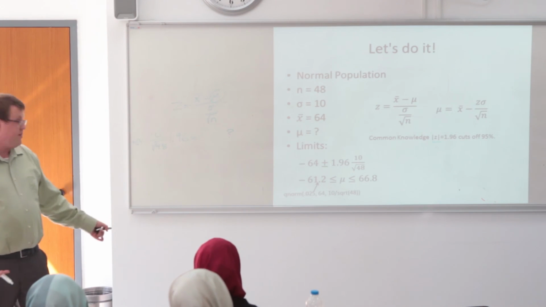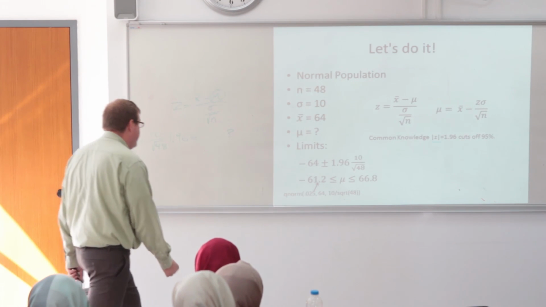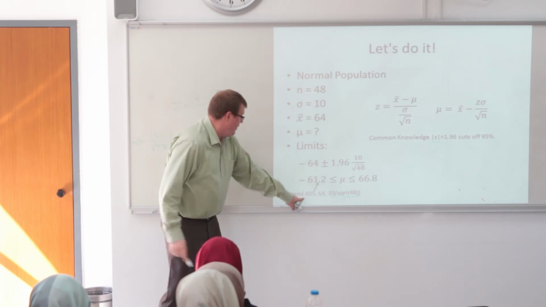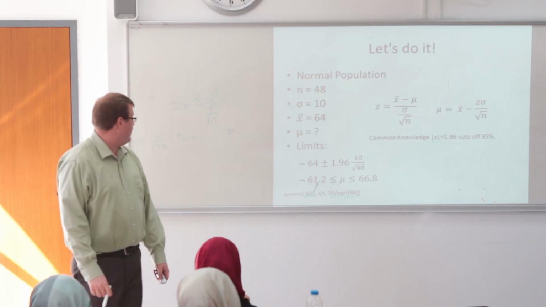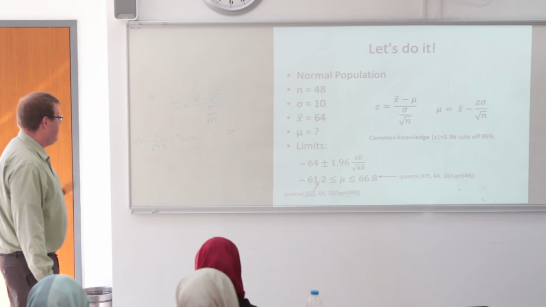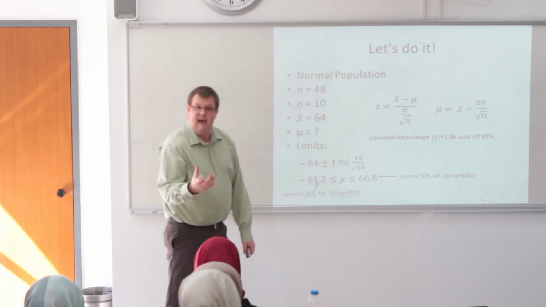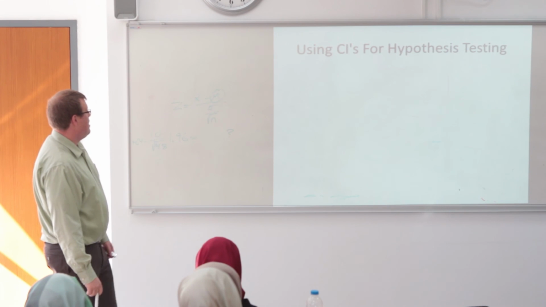If we were doing this with R, we just use qnorm. Give it the appropriate mean and the standard error of the mean for the alpha portion that we want, and boom, we've got the lower one. For the upper one, same thing, except now we're using 1 minus that alpha portion, right? Sweet.